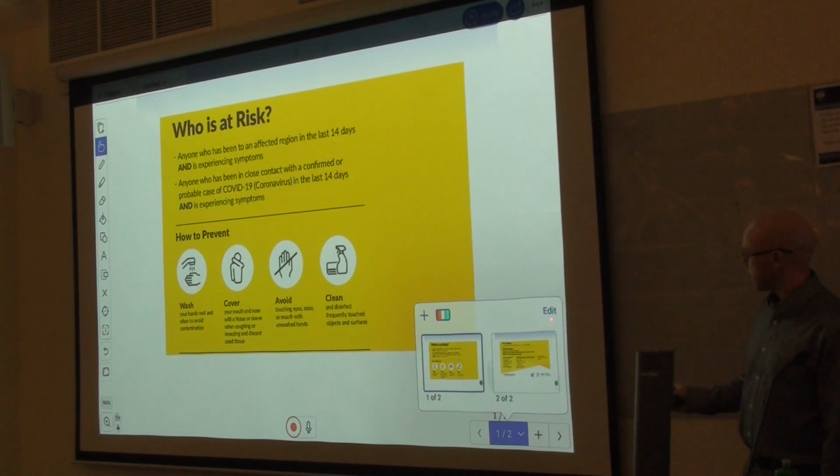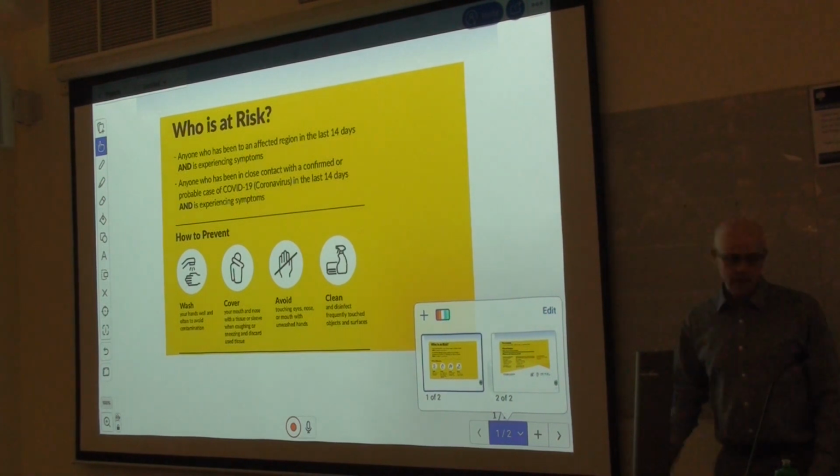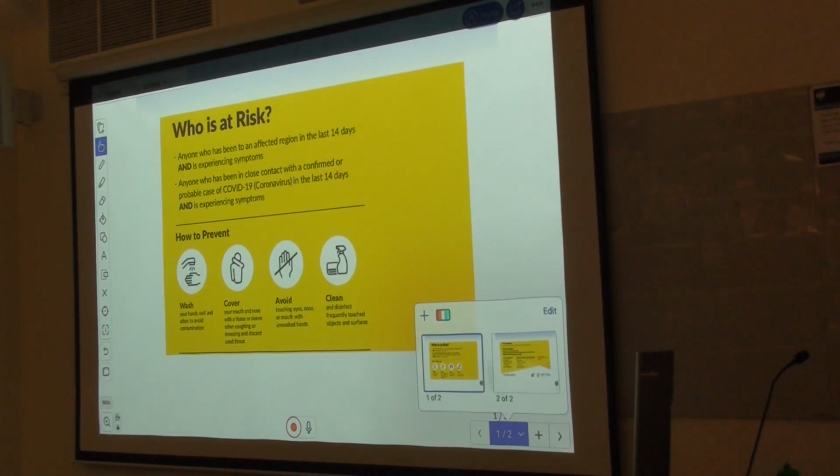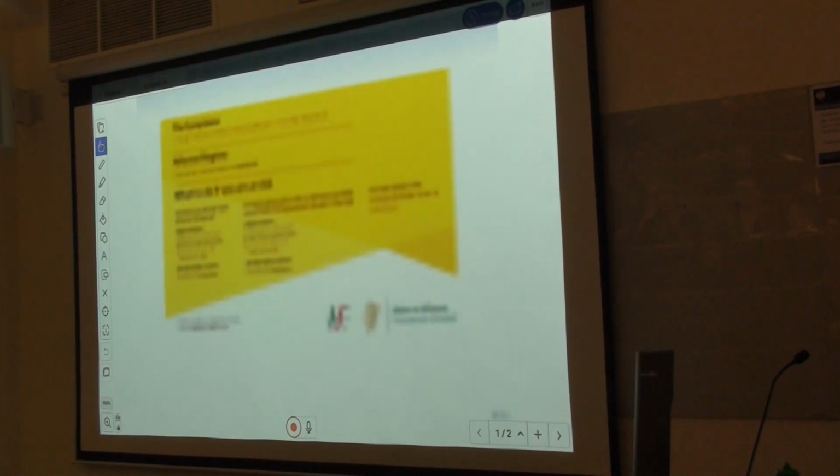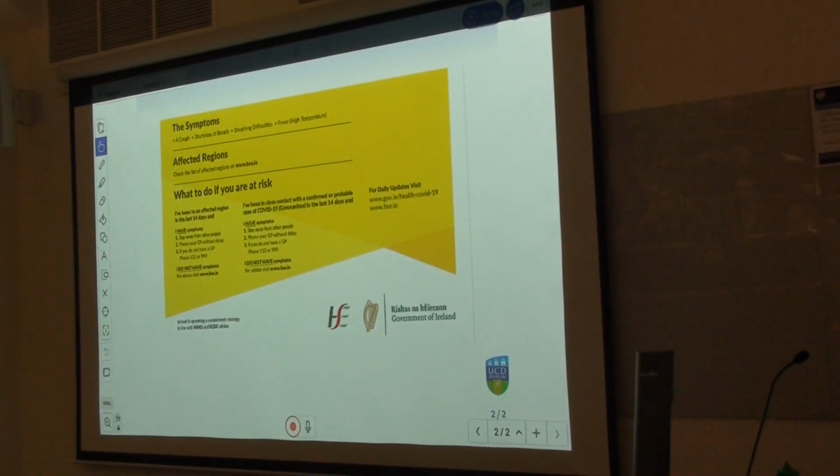So here are my thumbnails, and I can also delete those, like I said, and I can flick between them. Just by hitting this arrow on the bottom right, I can see what my next slide is going to look like and bring it up.